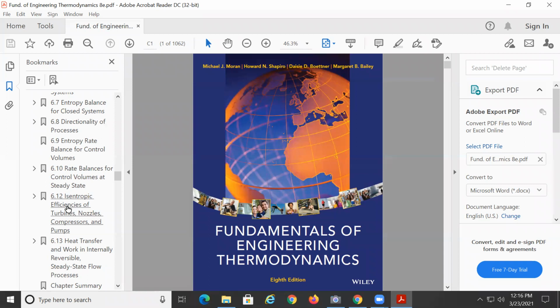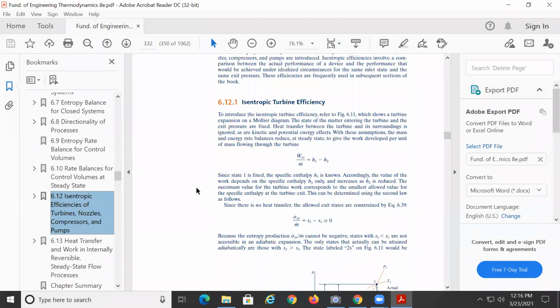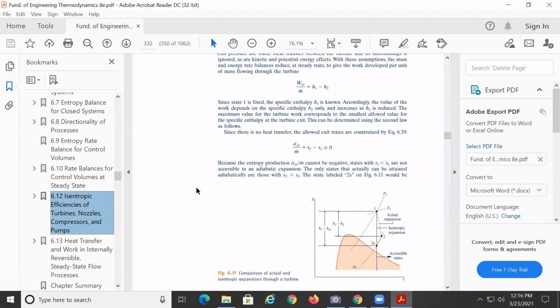So we need to look at what is called the isentropic efficiencies. How do you find the efficiency of a turbine? It's basically very simple. How much energy you put in, how much energy you get out. You're always going to get out less than what you put in, no? So we need to determine the isentropic efficiency for the turbines, for the nozzles, which will be the same, compressors, and pumps. So we do that, but let's first look at the figure.